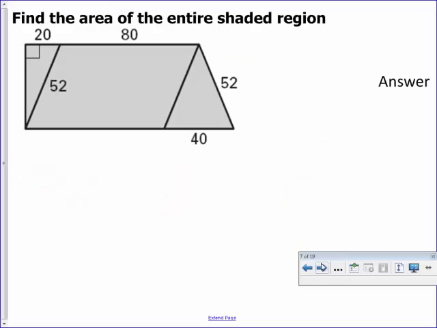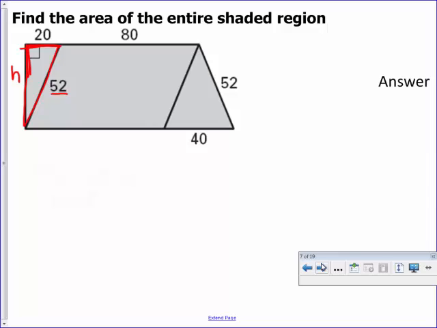Now we're going to find the area of the entire shaded region. There are three different shapes here: two triangles and a parallelogram. If I start with this triangle here, I notice that I don't have my height. Because this is my hypotenuse, 52, we don't use that in the formula. We use, remember, what's connected to our 90. So we have to use the Pythagorean theorem first in our right triangle to find the height.